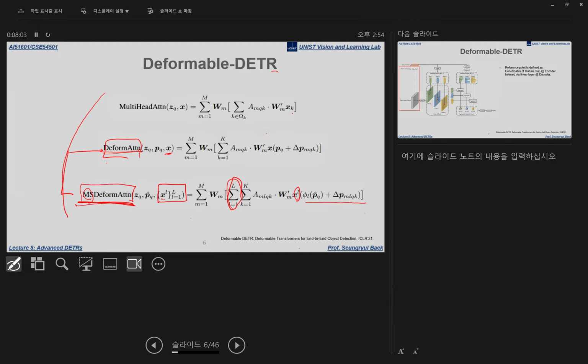So this is what is happening. We are reducing the complexity of the attention mechanism by reducing the number of vectors and by replacing this quadratic multiplication with a linear operation, and instead we are involving more feature scales. Okay, so now we have the multi-scale deformable attention mechanism.